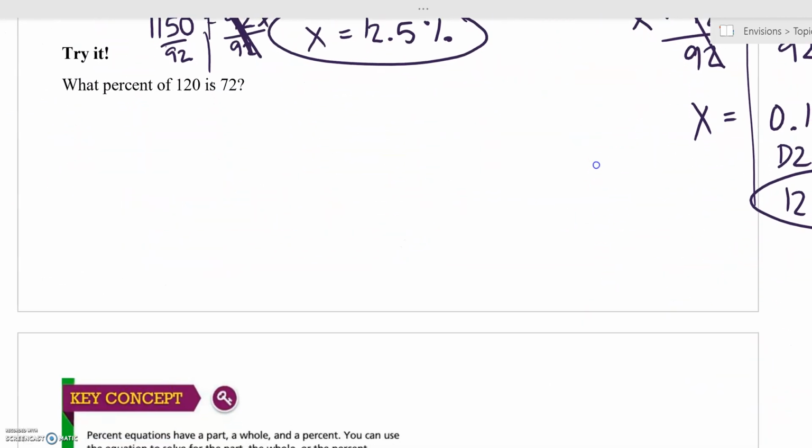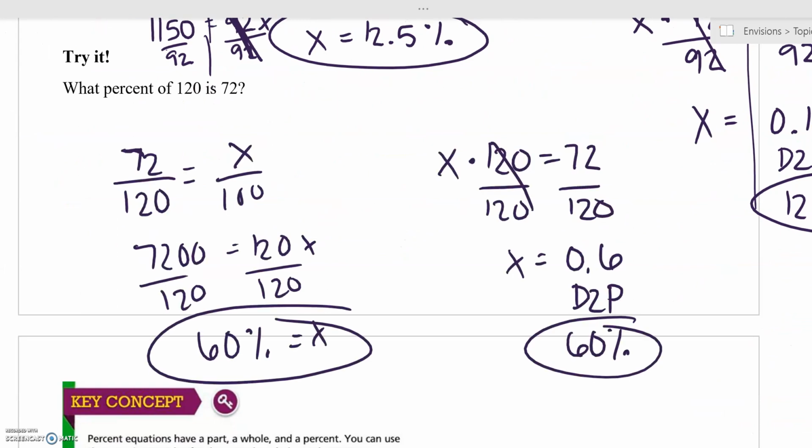All right, here's another try it, guys. Go ahead and work through this. Okay, here's my work again. I got 60%, showing you with my proportion and with my equation, both the steps in the work. So if you made a mistake, make sure you pause the videos, guys, that you can always pause them, write down your work, look at the work carefully.